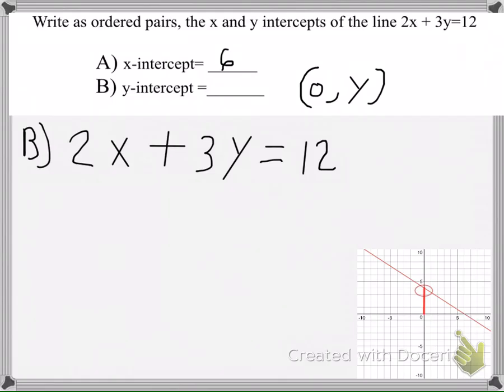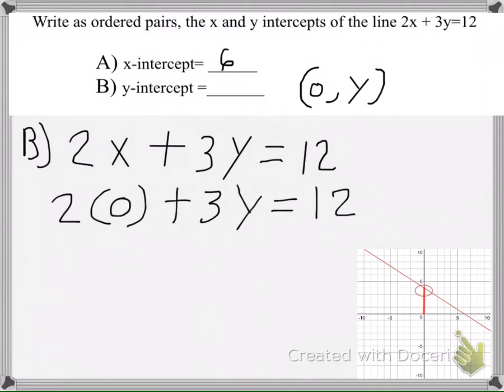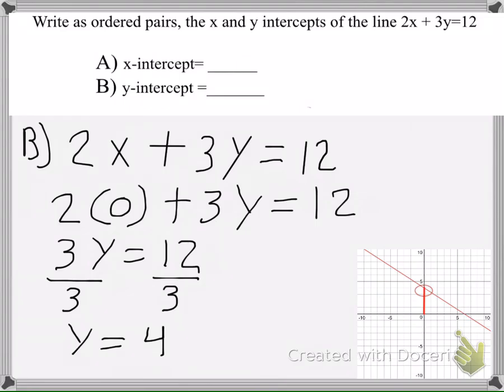If I'm trying to find my y-intercept, then I'm going to set my x equal to 0. So I'm going to replace x with 0. 2 times 0 is 0, so I just have 3y equals 12. Solving for y, by dividing both sides by 3, I get y equals 4.